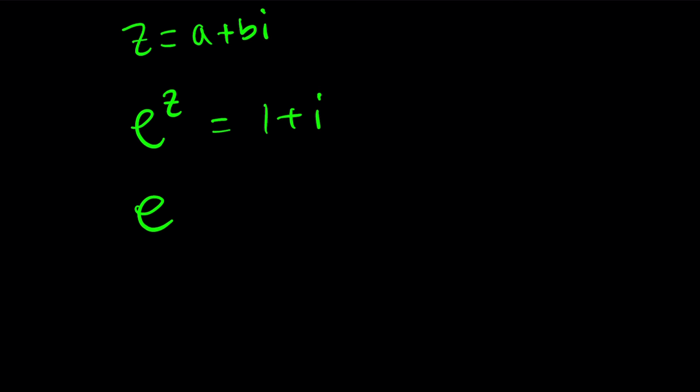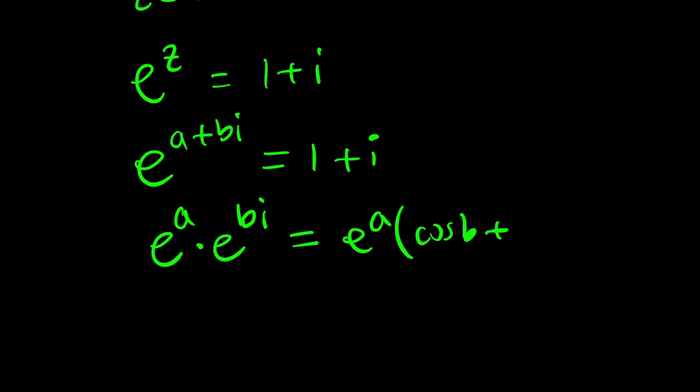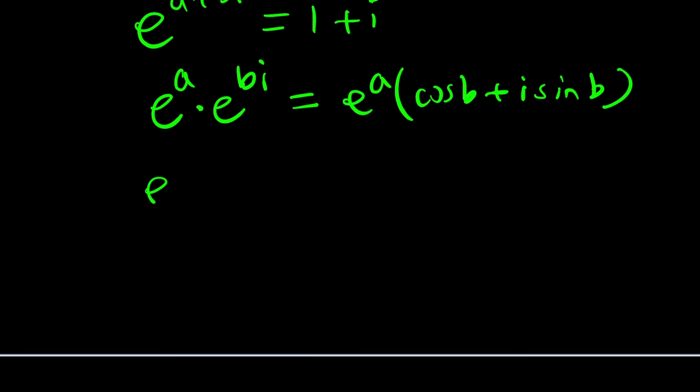So if you replace z with a plus bi, I guess this should be another method. You would get something like this. And then you can separate it into e to the a times e to the bi. And then you could write this as e to the a times cosine b plus i sine b. Now, this is not the end of it. This is the fun part. Then you're going to distribute, right? And you're going to get something super duper nice because this is equal to 1 plus i.